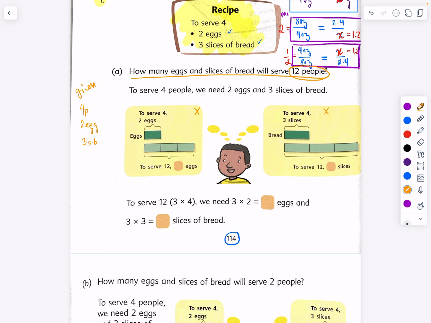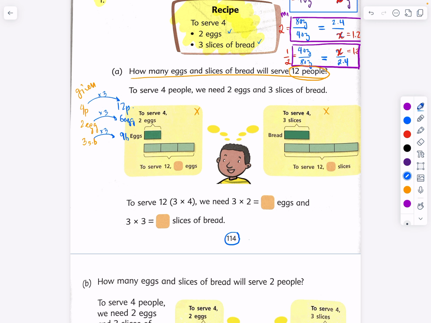Now, what happens when we increase the number of people? We want to scale up the recipe and we want to serve 12 people. Take a look what happened. We triple the number of people. Therefore, it makes total sense that we triple the quantity of food, right? Times 3, times 3, times 3. So we will need 6 eggs and 9 slices of bread. We're tripling our recipe, right?